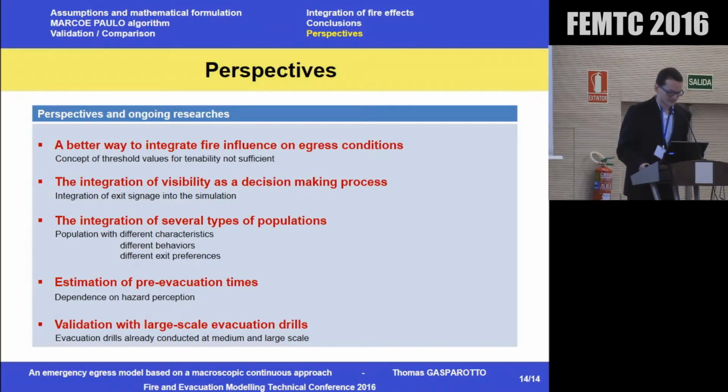Second point is the relevant integration of visibility as a decision-making process. And this feature will allow the integration of exit signage into the simulation to compute the evacuation velocity, for example. The third point is the integration of several types of populations in the same simulation. So several types of population who have different characteristics or different behaviors or different exit preferences.